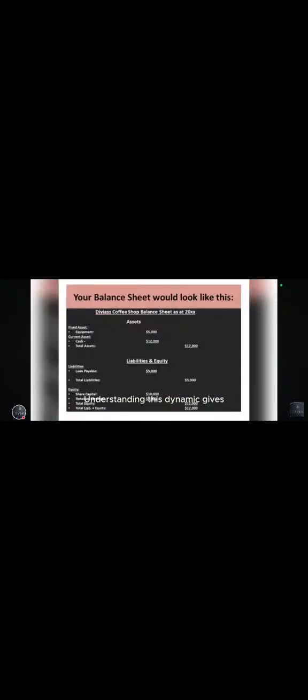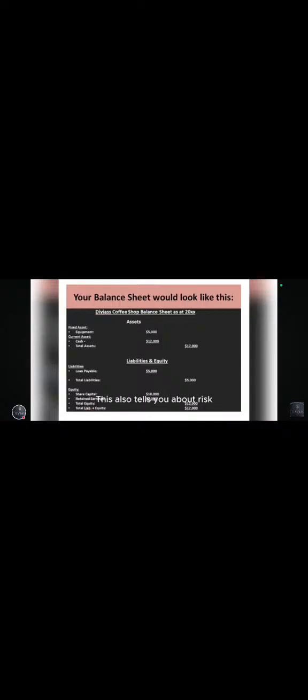The equation holds true. This entire picture is presented on a financial statement called the balance sheet. It's a snapshot of the company's financial health at a single point in time, showing exactly what it owns and what it owes. Understanding this dynamic gives you some powerful insights. Think of liabilities and equity as the sources of a company's funds, where the money came from. Assets are the uses of those funds, what the company did with the money.